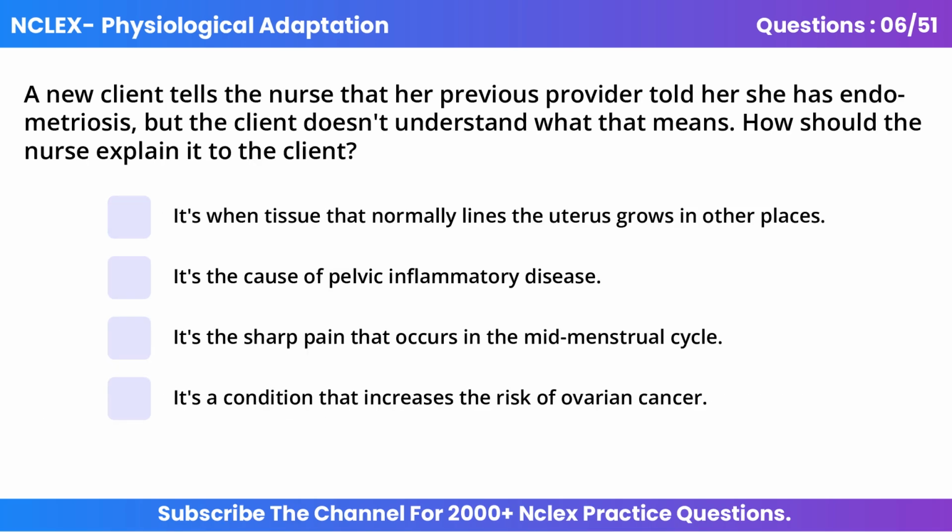Question 6. A new client tells the nurse that her previous provider told her she has endometriosis, but the client doesn't understand what that means. How should the nurse explain it to the client? A. It's when tissue that normally lines the uterus grows in other places.